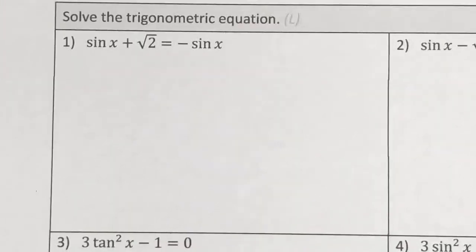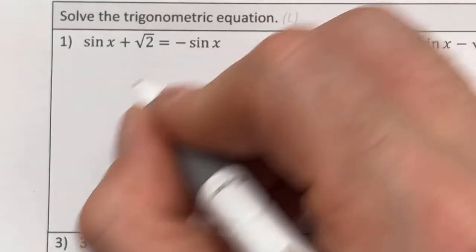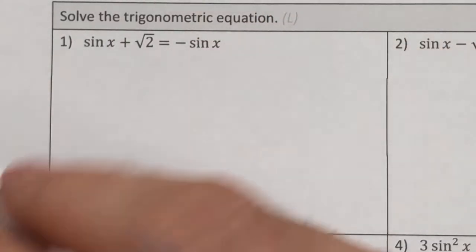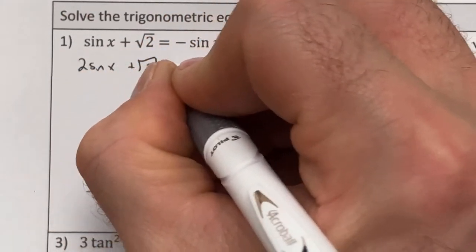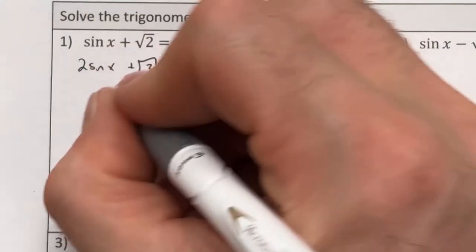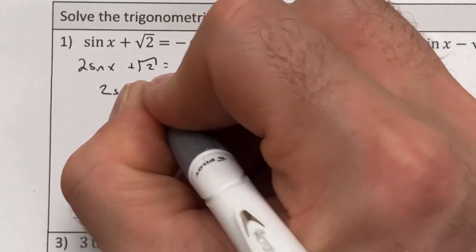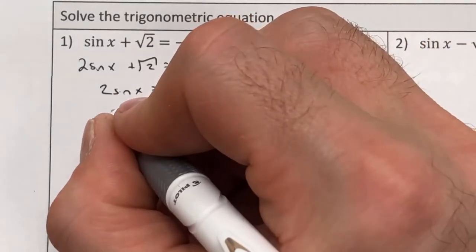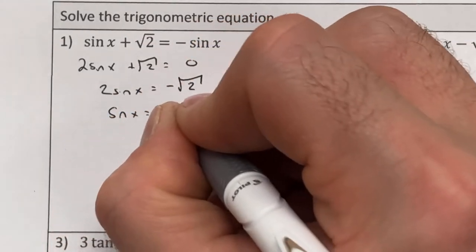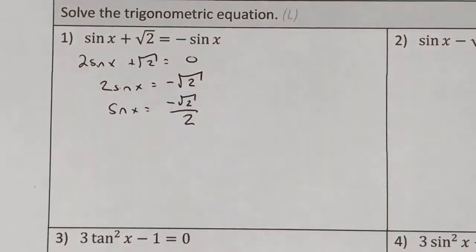If I have the sine of x plus root 2 is equal to negative sine x, all I need to do at this point is go ahead and isolate the trig function as best I can, which means I'm going to combine these into 2 sine x plus root 2. Subtract my root 2, so 2 times the sine of x equals negative root 2. Then I'm going to divide by 2, so the sine of x equals negative root 2 over 2.